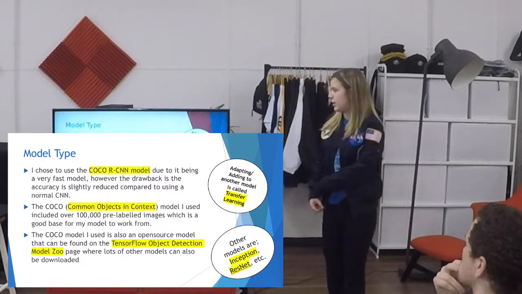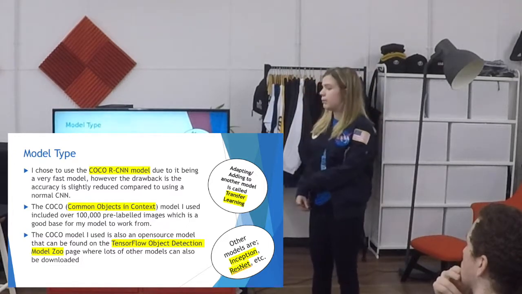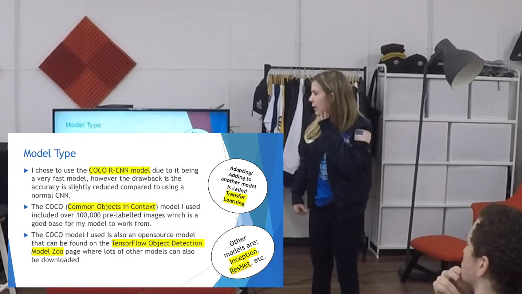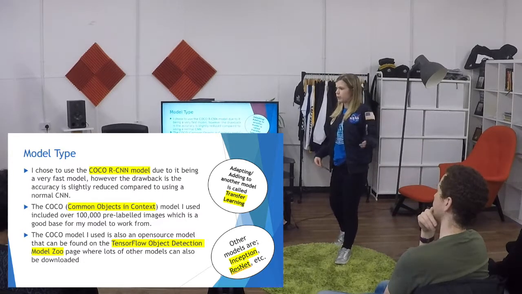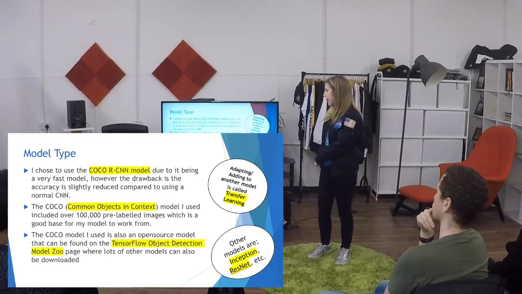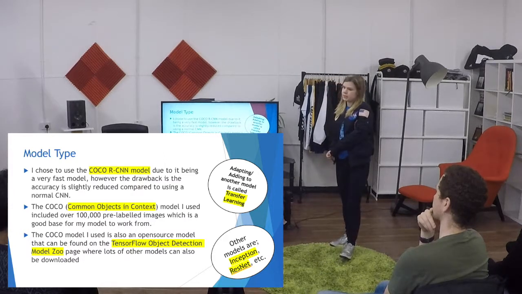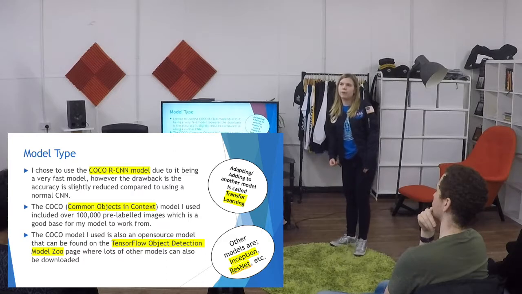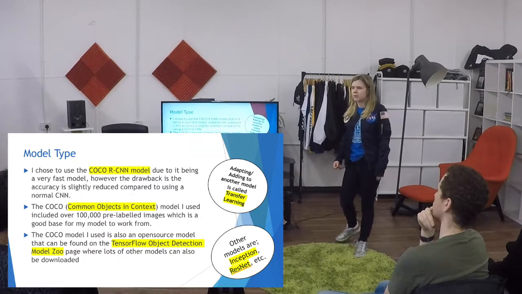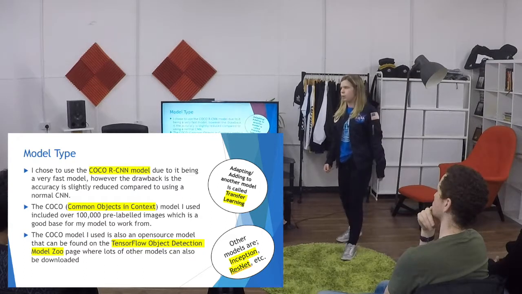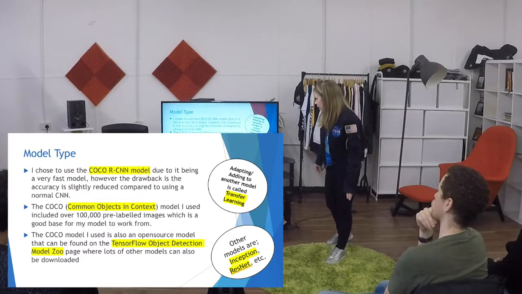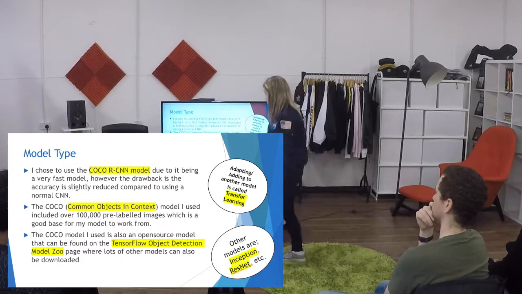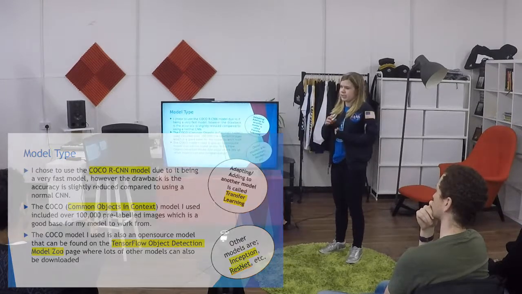I chose to load in the Coco RCNN model due to it being very fast. However, the drawback with this model is it is slightly less accurate than some of the other models. The Coco model is the Common Objects in Context. It's an open source Microsoft model. I think it took over 100,000 or 10,000 man hours to collate all the data and label loads of different objects. I think in this case there's 100 different classes. But there are other models that can be used, such as Inception and ResNet, which have different accuracies for different things.